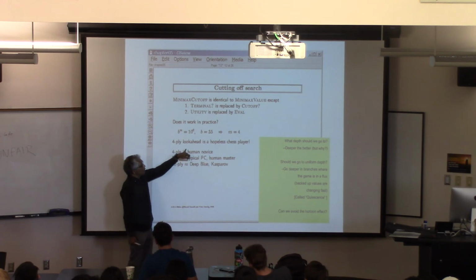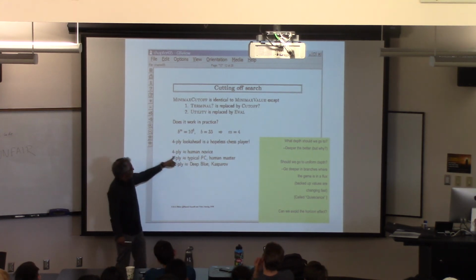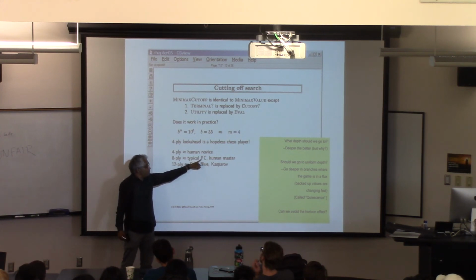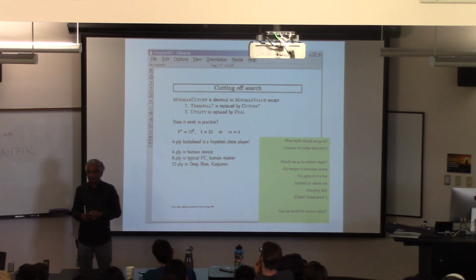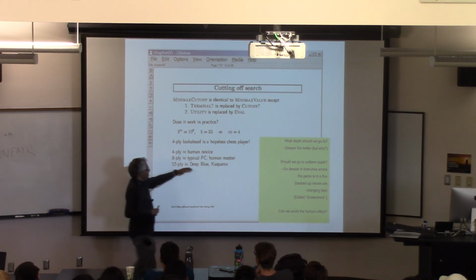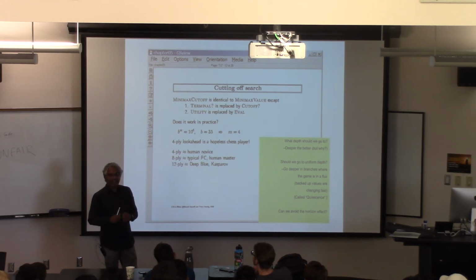Okay, so a 4-ply look ahead is a hopeless chess player. It's probably better than me, but a hopeless chess player. Okay, a 4-ply is basically a human novice player, essentially. An 8-ply is a typical PC 7 years back, or a human master. So 4 to 8-ply, it's already a human master. Okay, 12-ply is Deep Blue and Kasparov. 12-ply means I look 6 of my moves and 6 of your moves. I'm talking grandmaster level now.